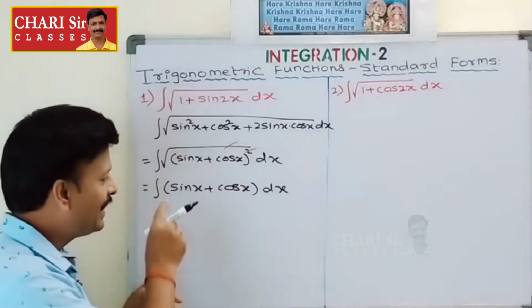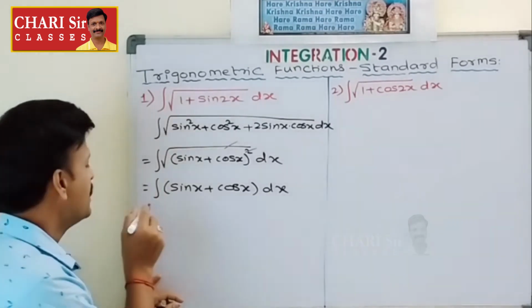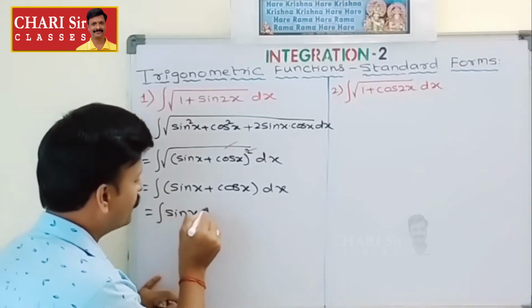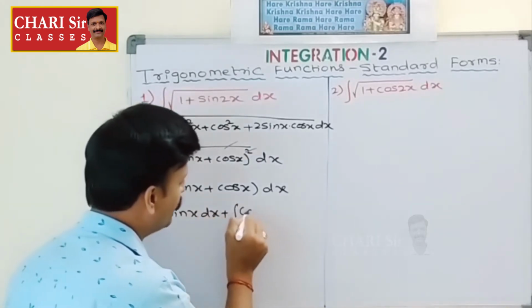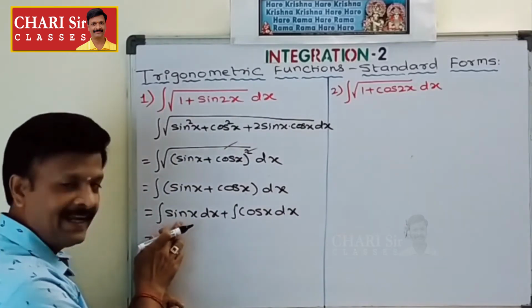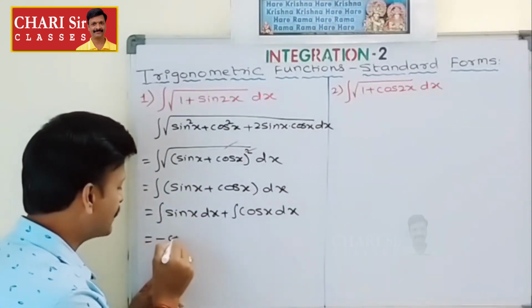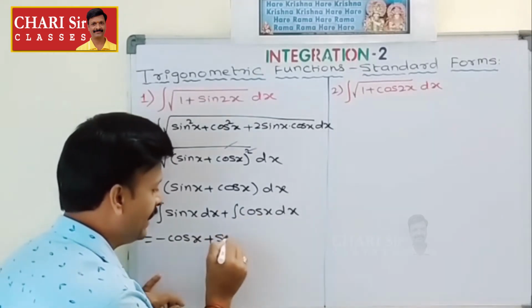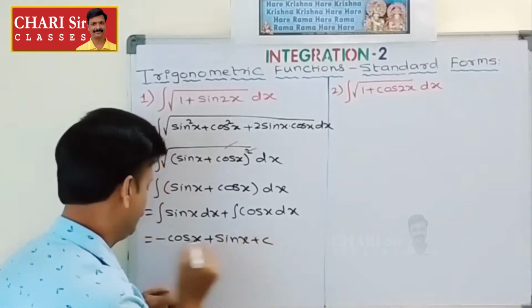Now can we integrate this one? Yes, you can integrate. So for this, we write down individually integration of sin x dx plus integration of cos x dx. So integration of sin x standard form is minus cos x, and plus integration of cos x is sin x, and plus c. That's it.